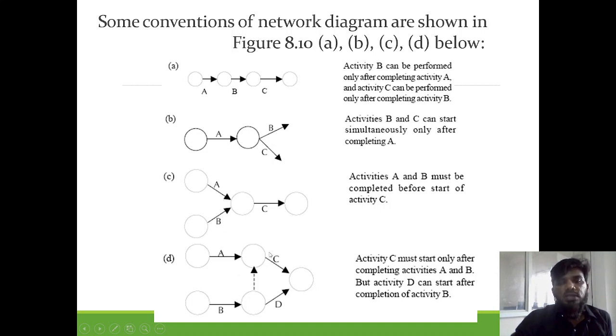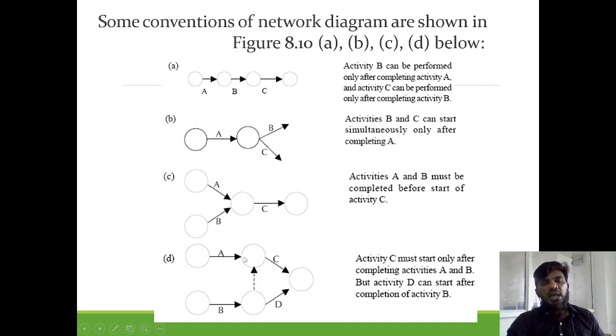Clear? So see this last network where they have given A is connected to B, B is connected to C. Similarly, B is connected to this event, and this is connected to D event. But here these two events do not have any kind of connection. So you can use a dummy activity. Activity C must start only after the completion of activities A and B. That's why we are drawing a dummy activity.